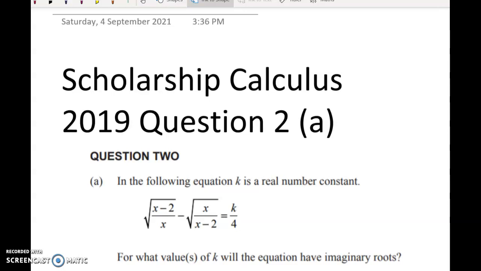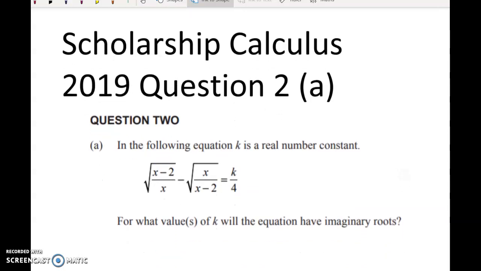This is question 2a, and it's a surd equation. We're asked to figure out, in this equation, where k is a real number constant, when the equation will have imaginary roots. So for what values of k will the roots be imaginary? As soon as you see that, you should be thinking quadratic formula and looking at the discriminant.